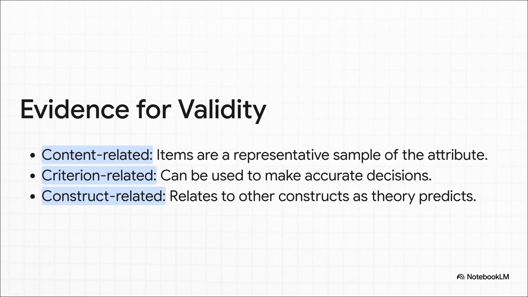Now, for validity, the evidence has to show that the measure is truly accurate. Does it cover the entire concept, or is it missing something important? Can it predict a real-world outcome, like whether a skills test actually predicts future job performance? Does it fit with existing scientific theories? This isn't a single check. It's like building a comprehensive case file to prove you're truly measuring what you claim you are.